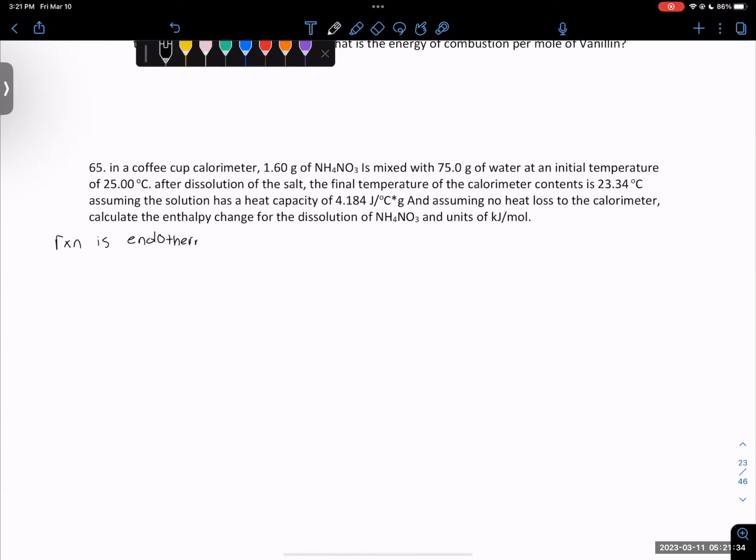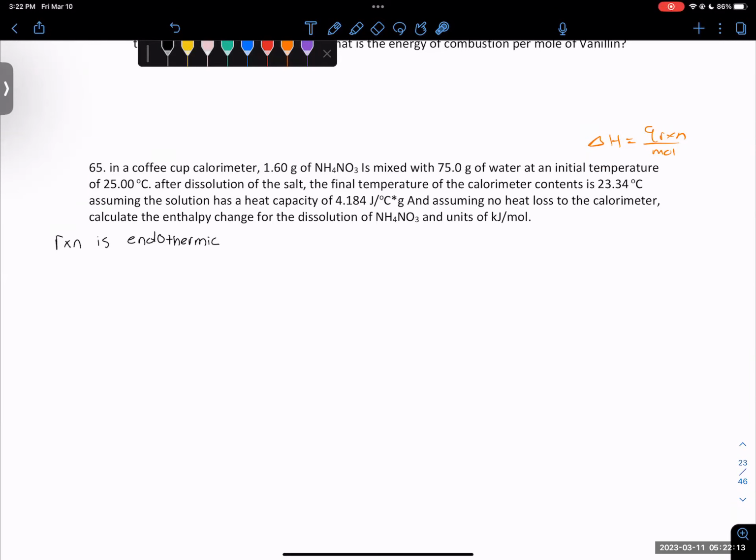And from here, what we can also determine first is the moles. It's asking for the delta H, right? So what do we know the equation is for delta H of a reaction? Delta H is equal to Q of reaction over the moles of whatever it was. In this case, it's going to be moles of ammonium nitrate. And how do we know it's asking for delta H? Well, it's saying calculate the enthalpy change. H is enthalpy, change in enthalpy, right?